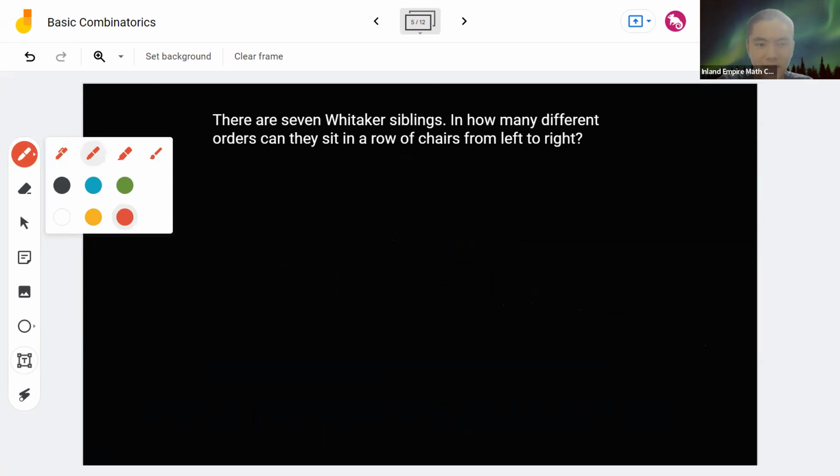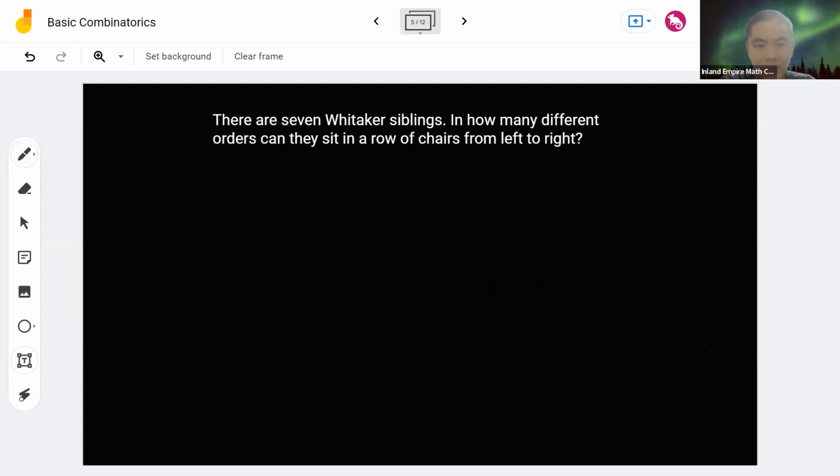All right, so there are 7 Whittaker siblings. And for some reason, we're trying to get the siblings to sit in a row of chairs. So how many different orders can those 7 Whittaker siblings sit in the row of chairs from left to right? 7 to the power of 7. Does anyone agree?